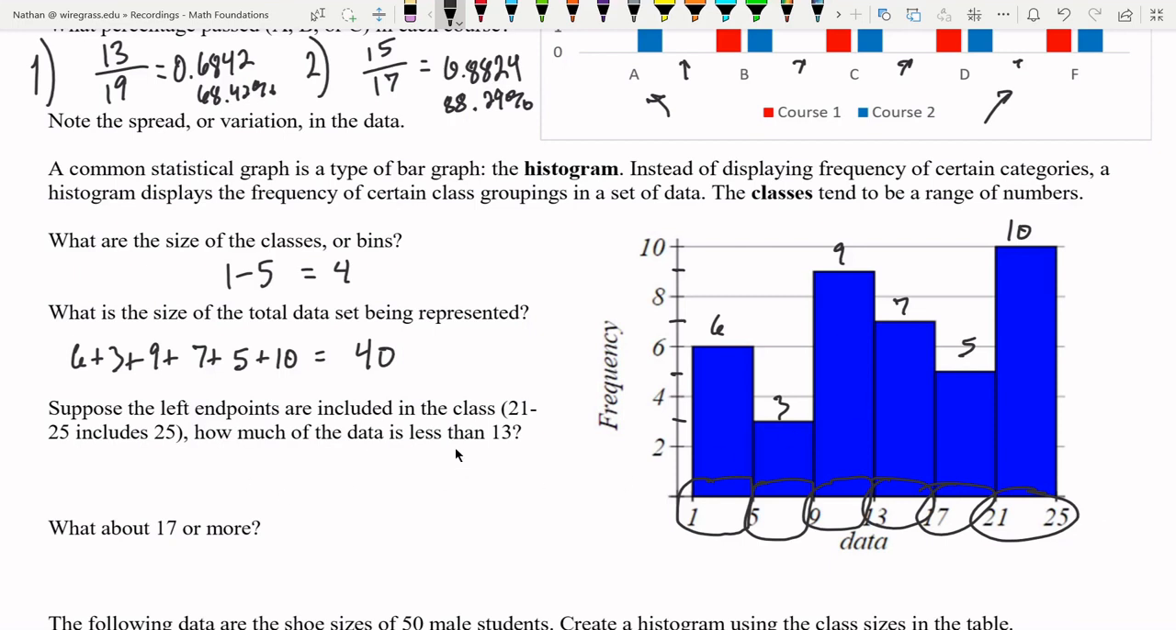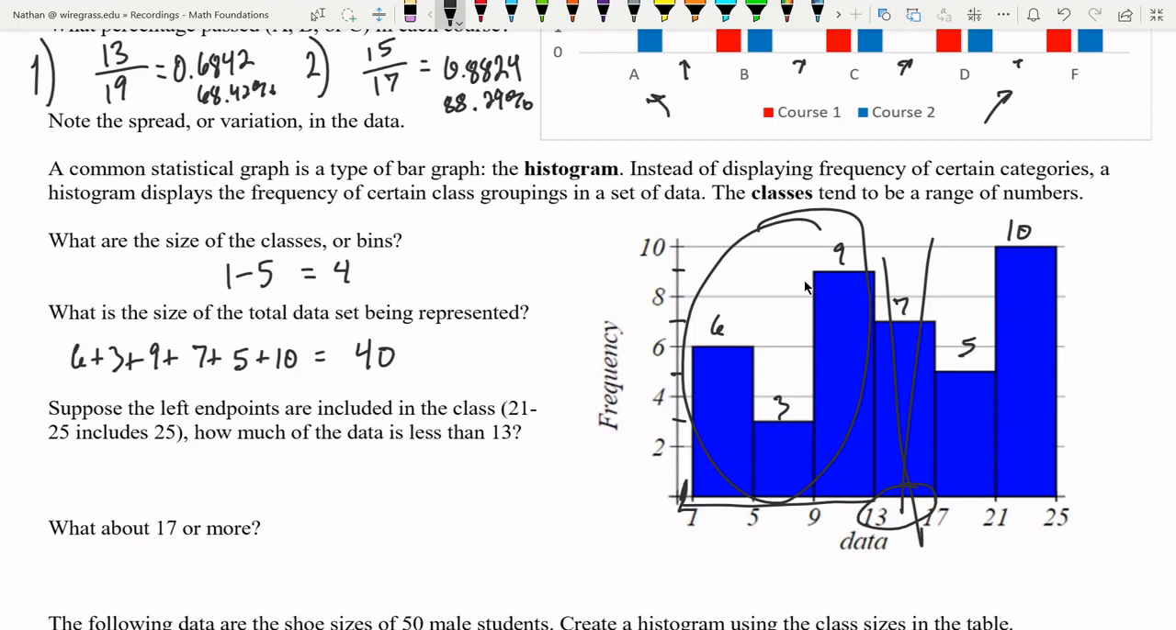So how much of the data is less than 13? Well, less than 13, right? 13 is going to be included in this class. So less than 13 is going to be everything from here on down. So all of this stuff here. We're not going to include 13, however, so we're not going to include this class, right? This one gets crossed off. We're going to include all of this stuff. So how much is in there? 9, 3, and 6 in total.